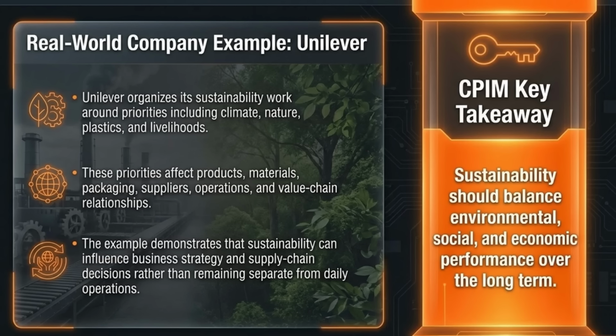Real-world company example. Unilever. Unilever organizes its sustainability work around priorities including climate, nature, plastics, and livelihoods. These priorities affect products, materials, packaging, suppliers, operations, and value chain relationships. The example demonstrates that sustainability can influence business strategy and supply chain decisions, rather than remaining separate from daily operations. CPIM key takeaway. Sustainability should balance environmental, social, and economic performance over the long term.